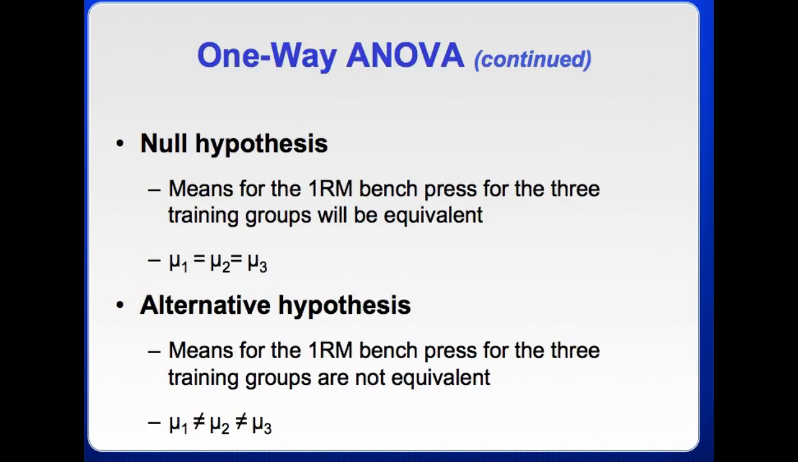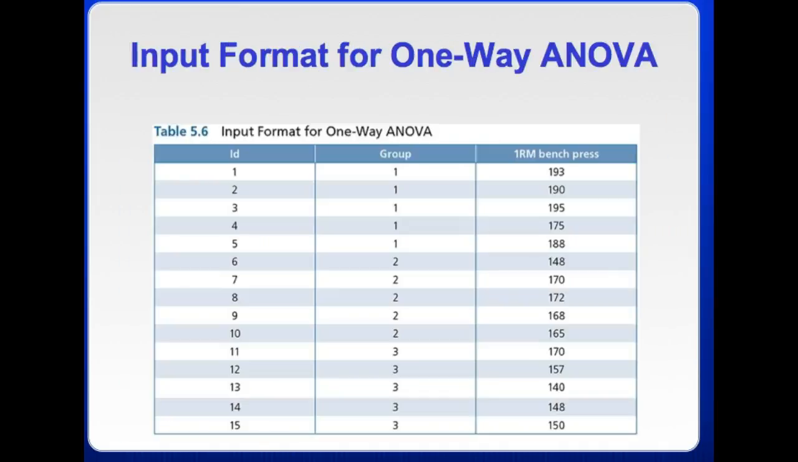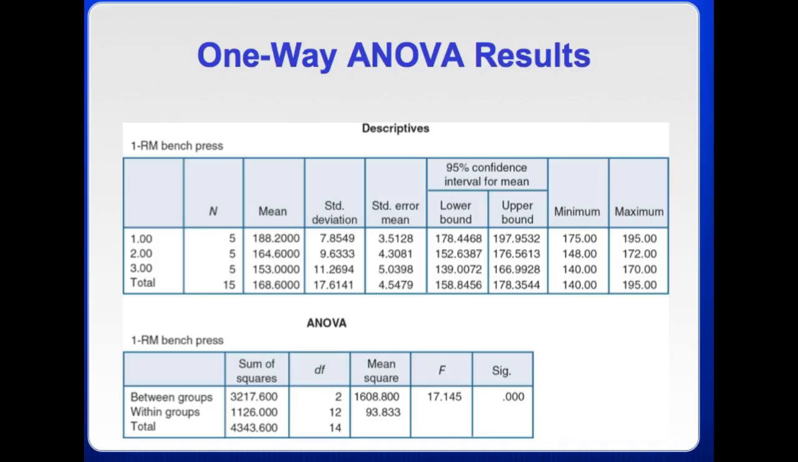The null hypothesis: the means for 1RM bench press for the three training groups will be equivalent. The alternative hypothesis: the means for the 1RM bench press for the three training groups are not equivalent. And let's go back here. Here's some input, what you would put for the group and how much they bench pressed, and then here are the results. What was the mean, standard deviation, was there an error, minimum, maximum, was there significance? All of that is right there in that analysis.